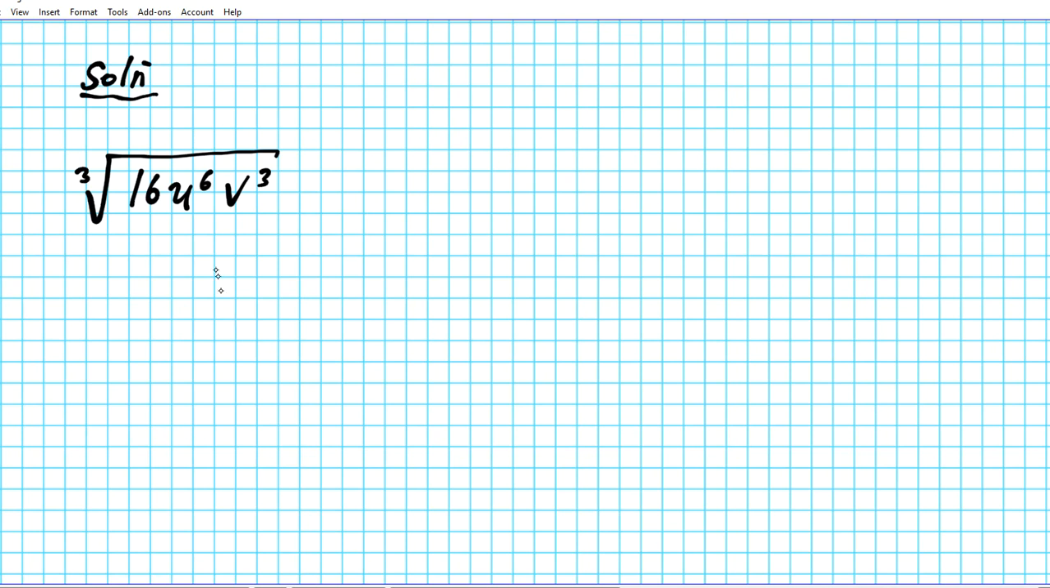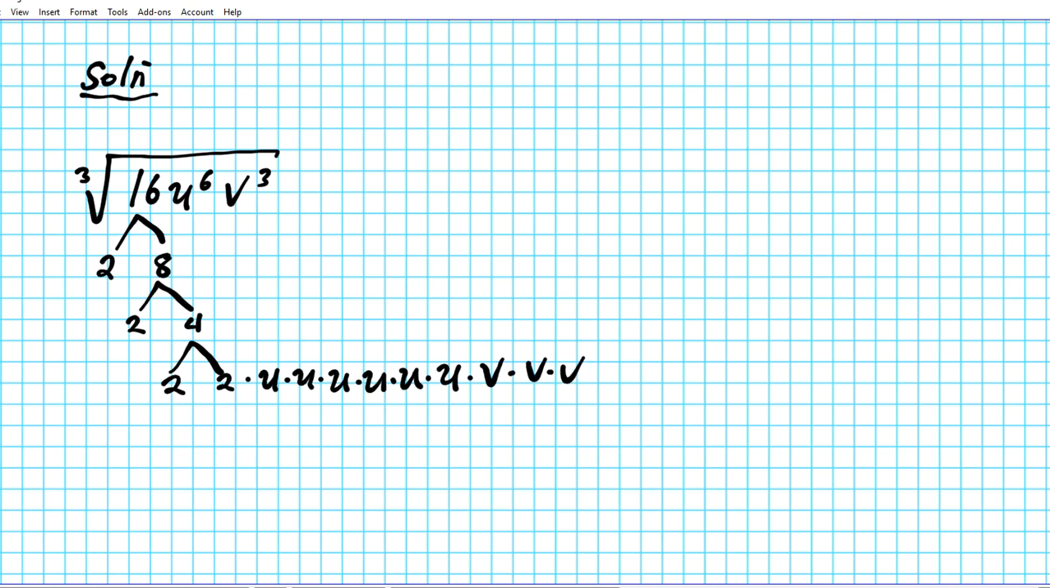All right, so let's go ahead and decompose everything that we have here, starting with 16. 2 goes into 16 8 times. 2 goes into 8 4 times. And then 2 times 2 is 4. Now for the variables, we have u 6 times, 1, 2, 3, 4, 5, 6, and then v 3 times, 1, 2, 3. All right, so since the index is 3, we are going to be looking for factors that repeat themselves 3 times, okay?